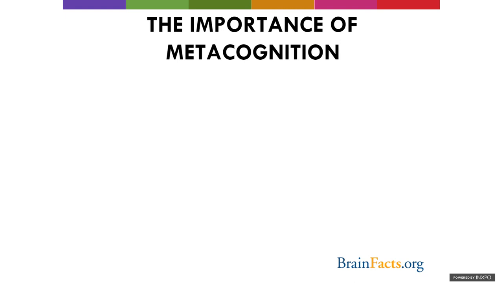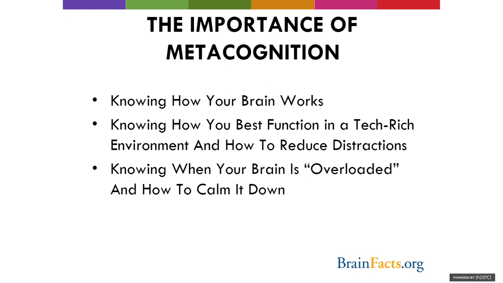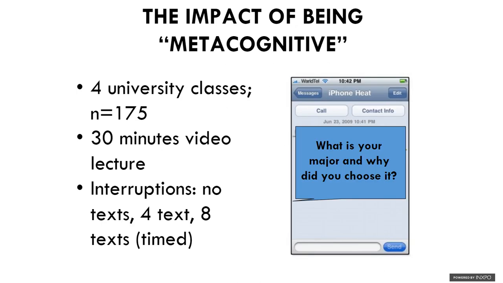So there is something going on in our students called metacognition. And metacognition, on a broad level, is knowing how your brain works, knowing how you think. But with technology, it's knowing how you best work in an environment where you have tons of technology around you. Because most kids study with their smartphone and their laptop and probably a tablet around. And metacognition would be knowing how to reduce those distractions. Also, knowing when your brain gets overloaded from too much technology and how to calm that down.